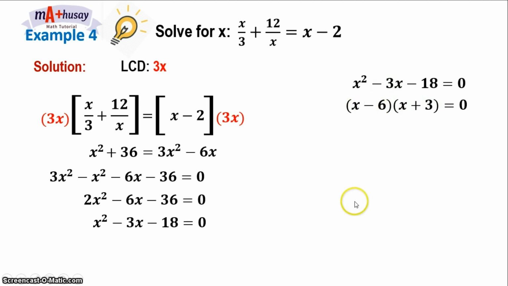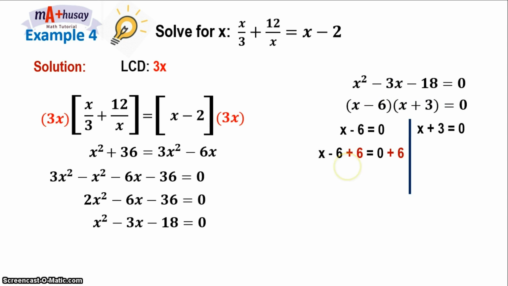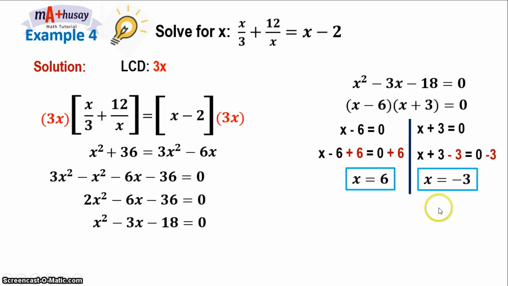So, solving for the value of x using the zero product property, we have x minus 6 equals 0. Ang isa naman, x plus 3 equals 0. Solving for x, so x minus 6, mag-a-add lang tayo ng positive 6 sa both sides of the equation. So, the value of x should be positive 6. Sa kabila naman, to solve this, mag-a-add tayo ng negative 3 sa both sides of the equation. So, the value of x should be negative 3.